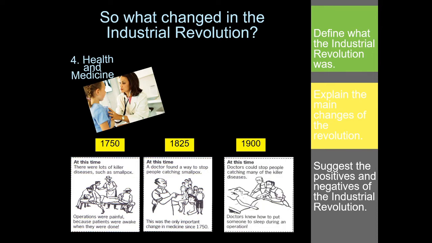And then by 1900, doctors could stop people catching many killer diseases. Doctors knew how to put someone to sleep during an operation, so that's what we call getting an anesthetic or being anesthetized. I think that's how you pronounce that word. Anyway, so you could be put asleep for your operation, so you wouldn't have to feel the pain, and it meant the operations were much safer for the doctors as well. So this is part of the biggest reason why more and more people were surviving into their older age and having more babies, and those babies were surviving more. So that's why the population exploded as it did.